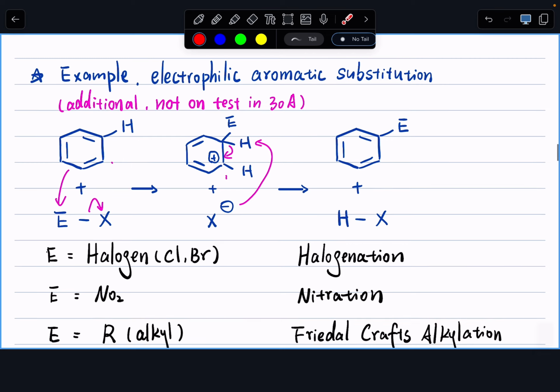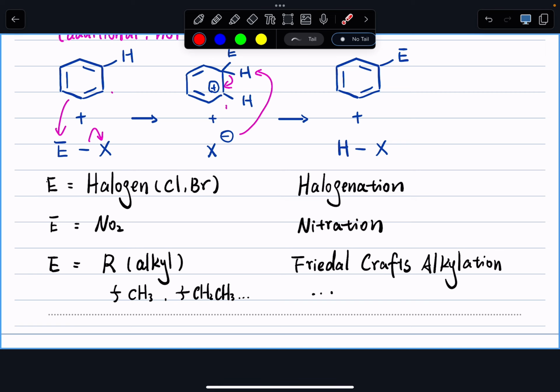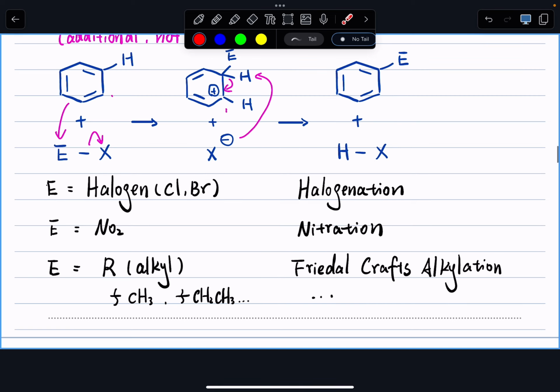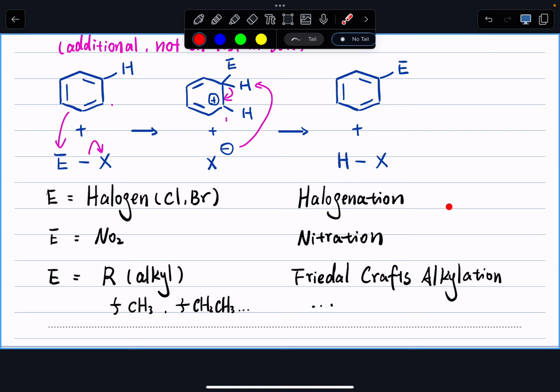And for this reaction, depending on the nature of the electrophile, it can be a halogen, like chlorine or bromine. It can be an NO2. It can be an alkyl group. So depending on the nature of that R group, we call it differently. We call it halogenation, nitration, or Friedel-Crafts alkylation. So by understanding this reaction mechanism, you're actually knowing all these reactions. That's why we care about reaction mechanism.